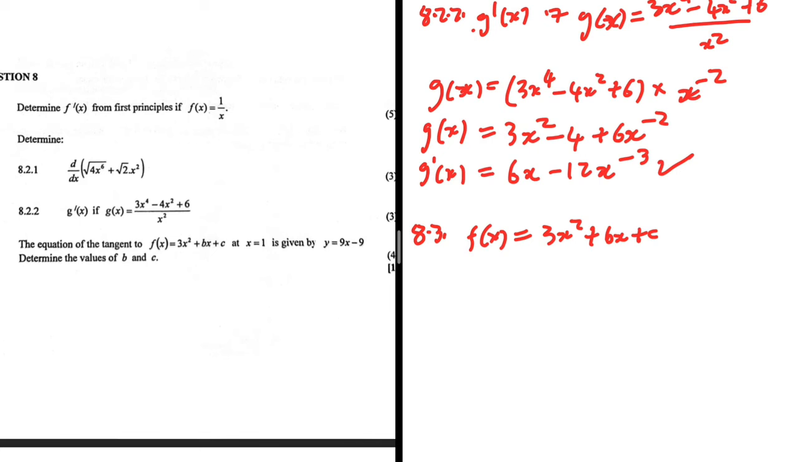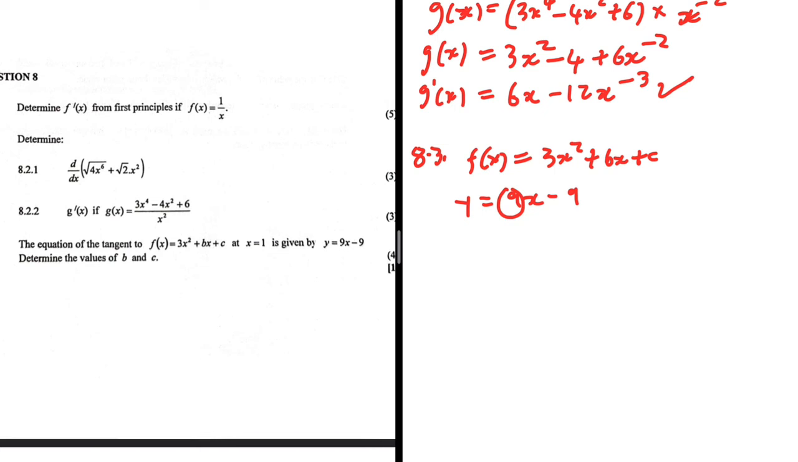So let's see how we can solve that problem. We have the equation of the tangent, y equals 9x minus 9. So this 9 is the gradient at x equals 1. So we can differentiate f of x, equate to 9 and substitute 1, because when x equals 1, the gradient is 9. We're getting that from the equation of the tangent. So f prime of x will be equal to 6x plus b. C is a constant, so it's gone. The gradient of a constant is 0. And then at x equals 1, the gradient is 9.